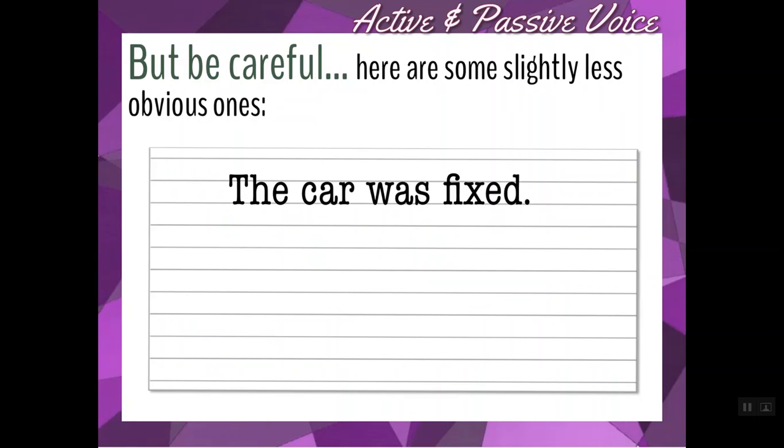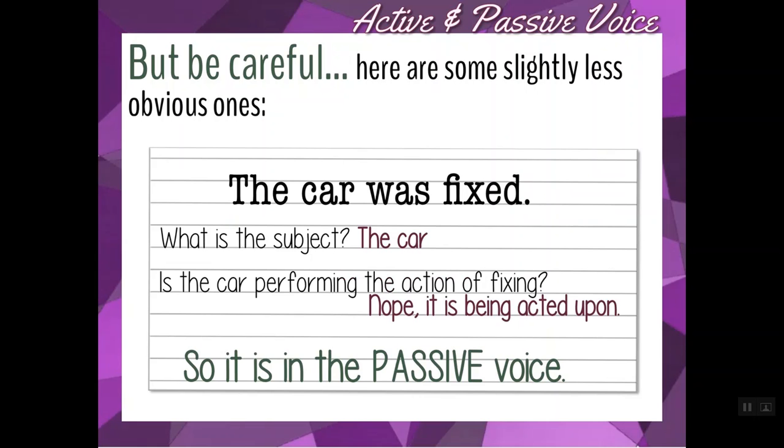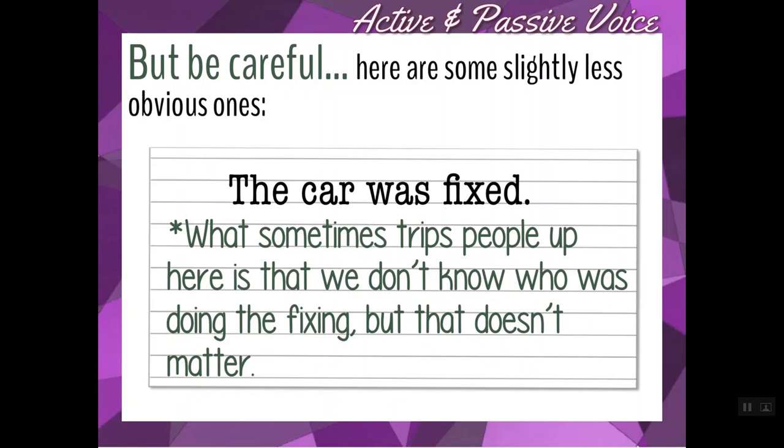There's some slightly less obvious ones. So the car was fixed. What's the subject? The car. Is the car performing the action of fixing? Nope, it's being acted upon. So it is in the passive voice. What sometimes trips people up here is that we don't know who is doing the fixing, but that doesn't matter.